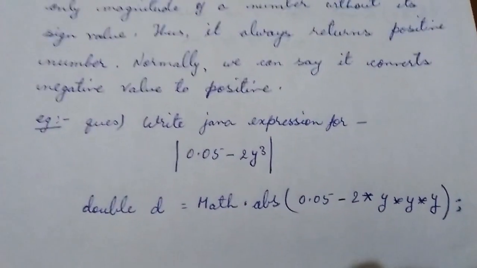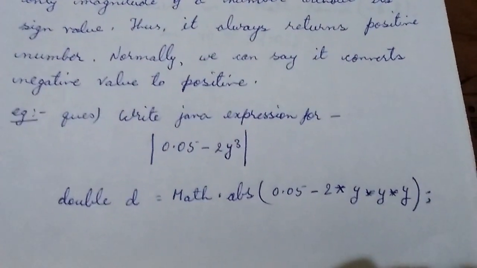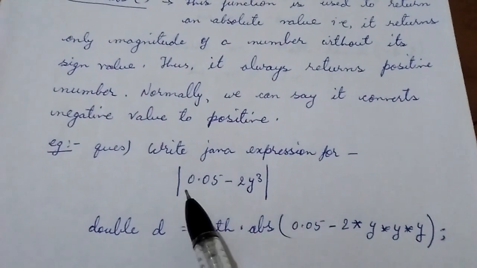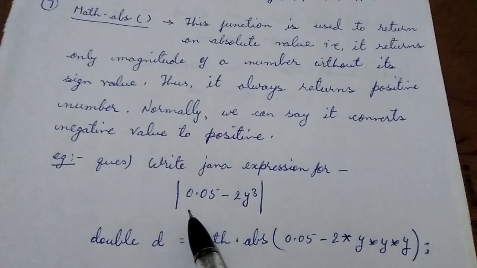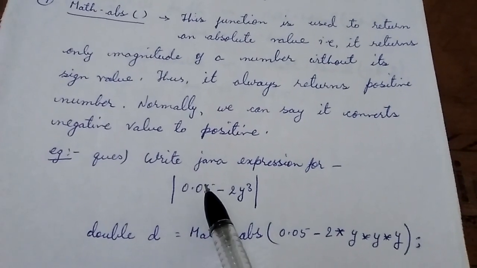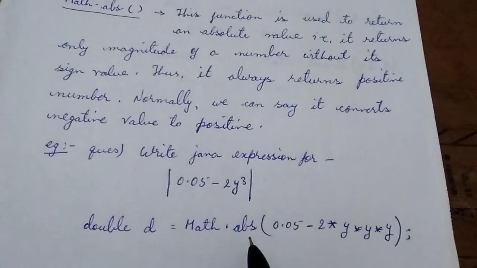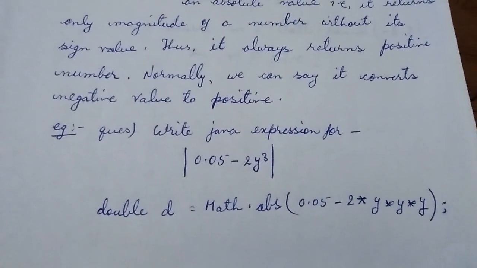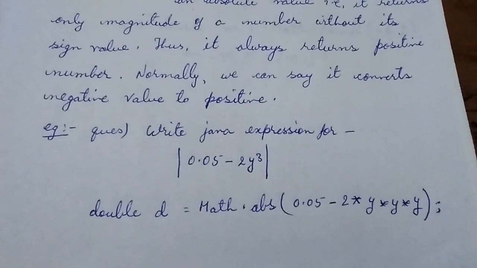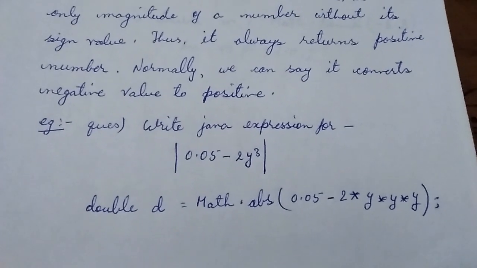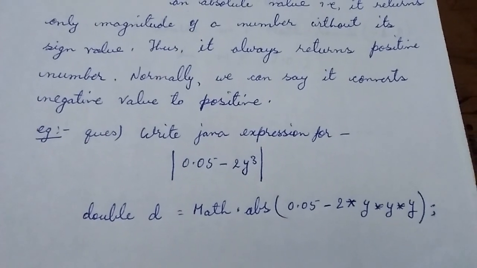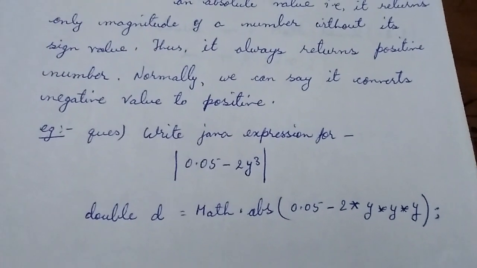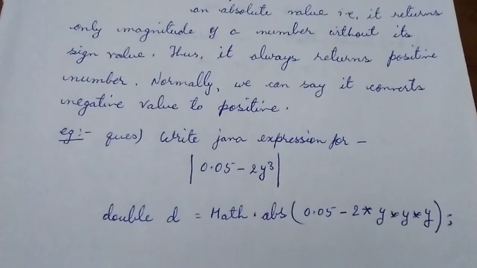Let us see one example. Write a Java expression for this mod. This represents mod. Now, this shows that the value will be returned in positive, which is represented as absolute value in the math function. So Math.abs(0.05 - 2*y*y*y). So this is the Java expression of the given mathematical expression.